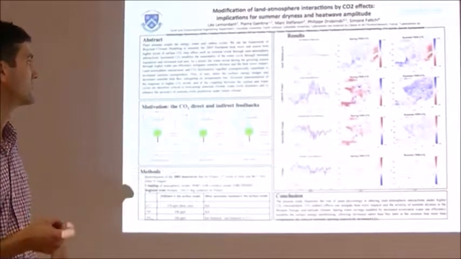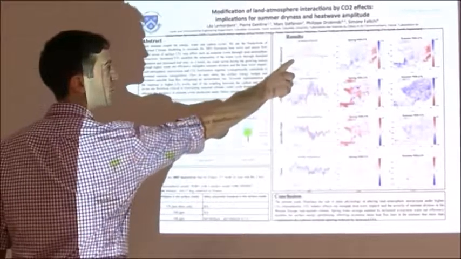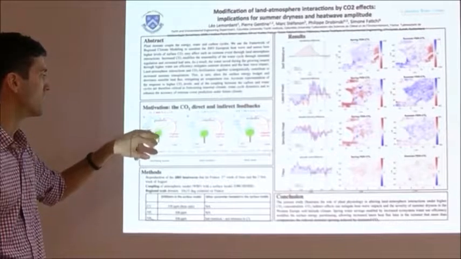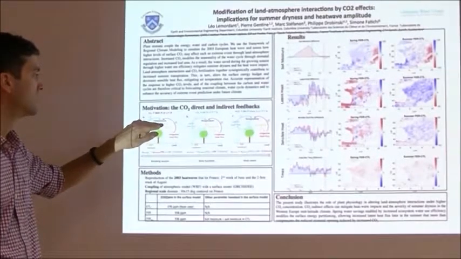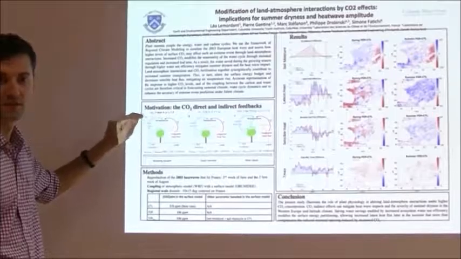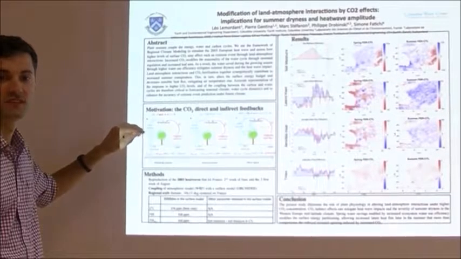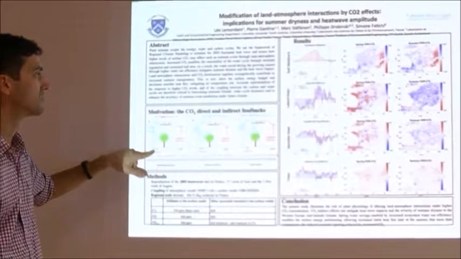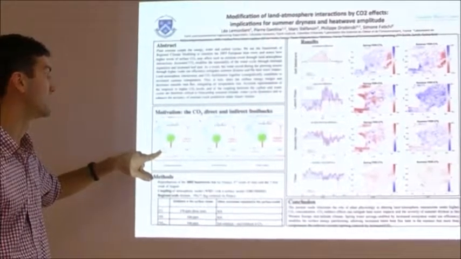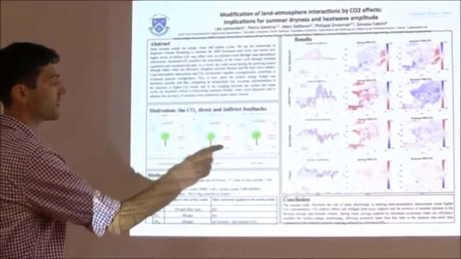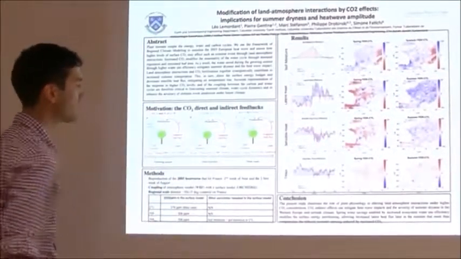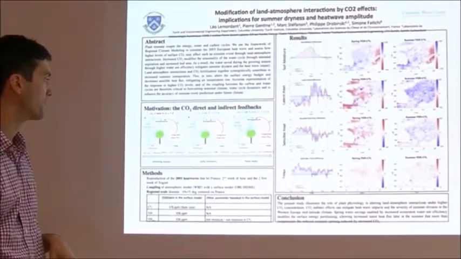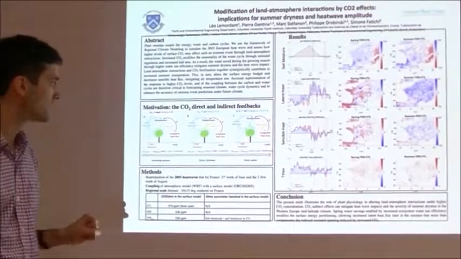What we observed is an increase of the soil moisture during the spring, which corresponds to this feedback, which is an increase of CO2 level drives an increase of water use efficiency, and that increased the soil moisture availability. In turn, we observe also a decrease of latent heat flux, which is the direct consequence of this feedback.